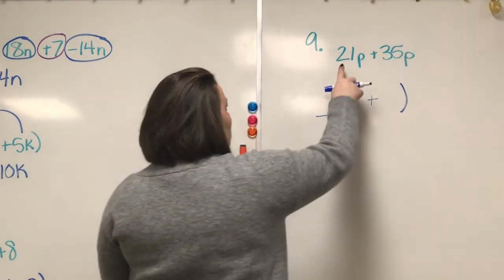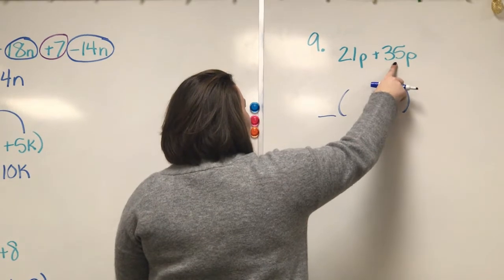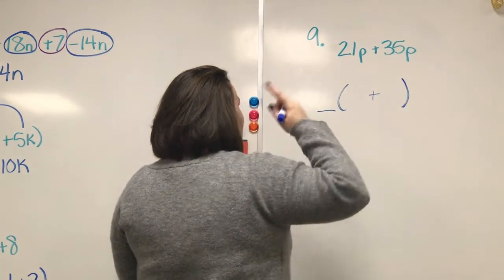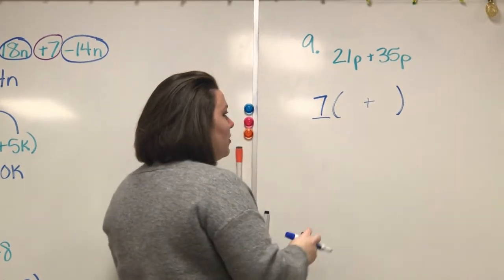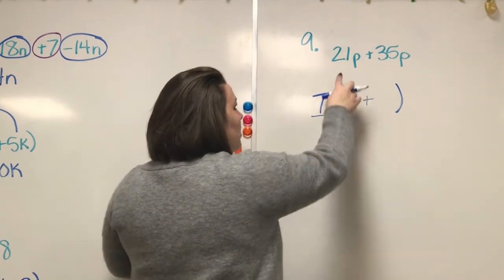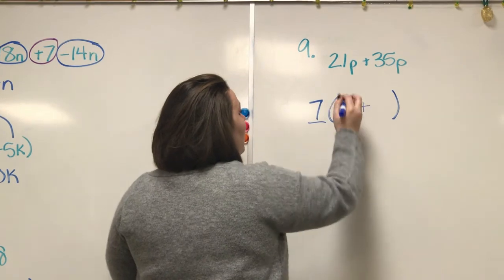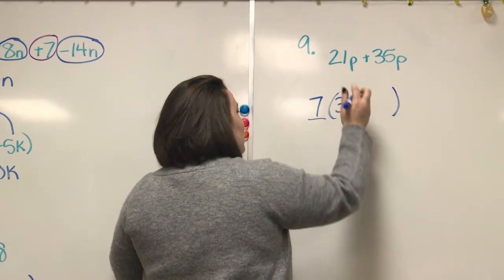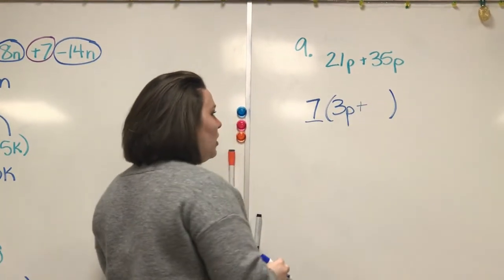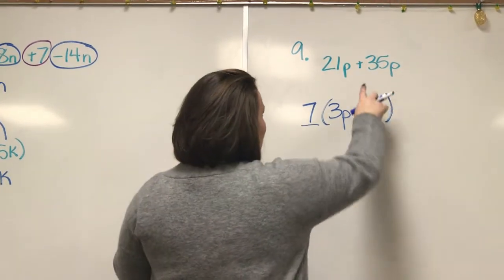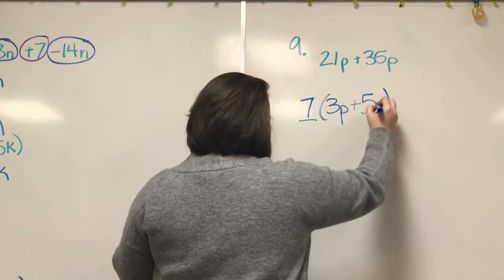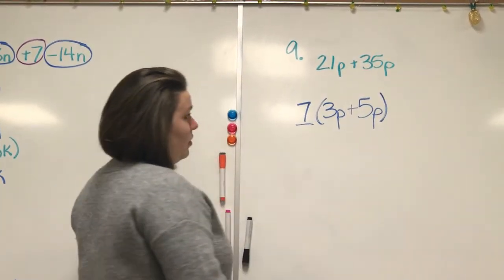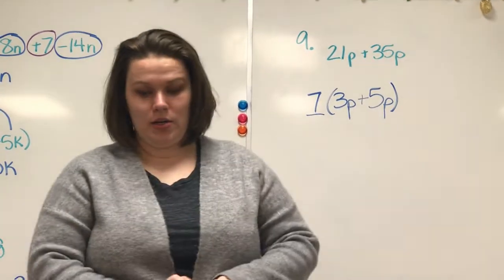What is a factor that both 21 and 35 have in common? If I go through my multiples, I know that they both have 7 as a factor. 7 times what gets me to 21? And that would be 3, and I can't leave off the letter, so you have to put the letter. And 7 times what gets me to 35? And that would be 5, and it has a letter. Can't forget the letter. So that's the answer to number 9.